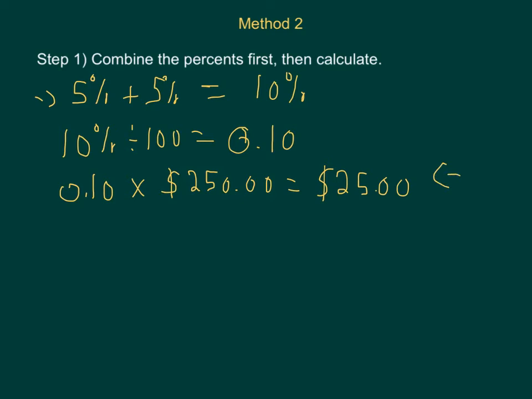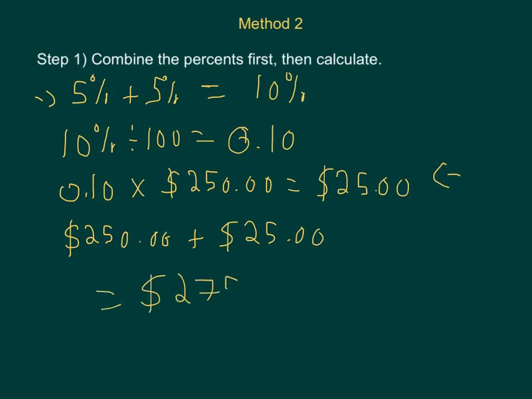So we end up getting 250 plus $25 equals $275. So it's the same thing here. The only thing we changed, we took out one step.